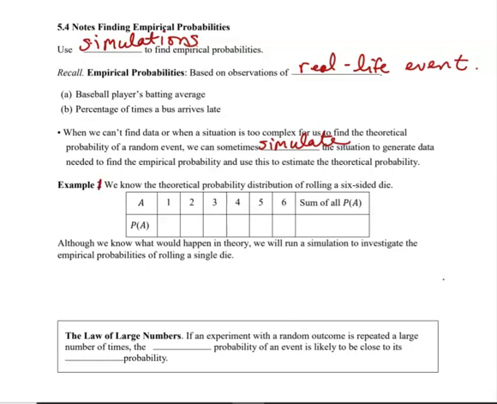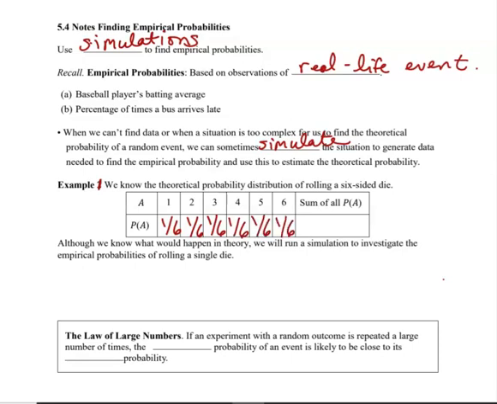We know the theoretical probability for rolling a 6-sided die. So remember, this is a distribution table. We've got 6 possible events that it could land on: 1, 2, 3, 4, 5, 6. What is the probability in theory of each of those events occurring? So the probability, if it's a fair 6-sided die, of rolling a 1 would be 1 out of 6. Probability of rolling a 2, 1 out of 6. Probability of rolling a 3, 1 out of 6. You get the idea. Probability of rolling a 4, probability of rolling a 5, and the probability of rolling a 6.